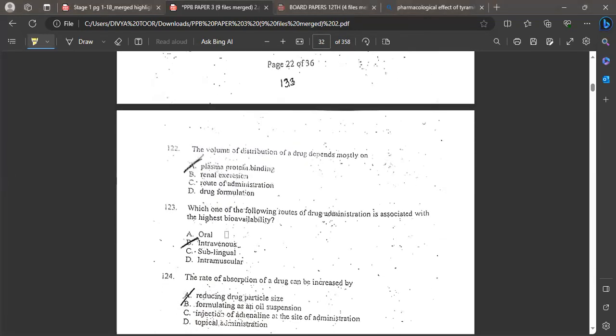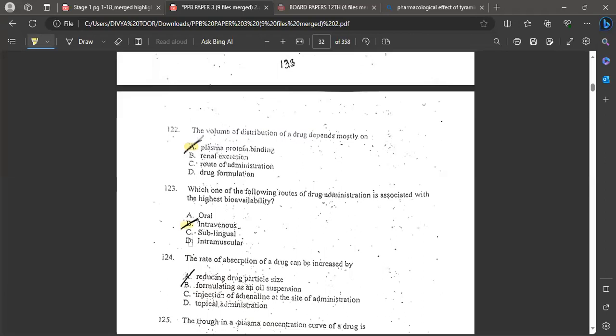The volume of distribution of a drug depends mostly on plasma protein binding, renal excretion, route of administration, drug formulation. A. Yeah. Okay. PPB. And then which of the following routes of drug administration is associated with the highest bioavailability? Oral, IV, sublingual, and IM. Highest bioavailability. IV. Yeah.